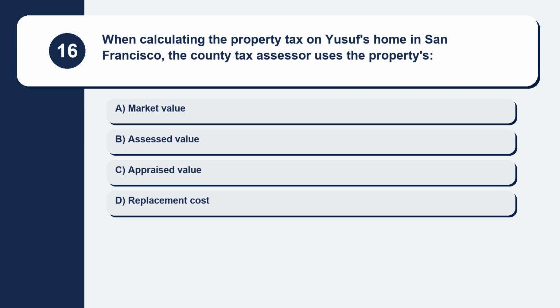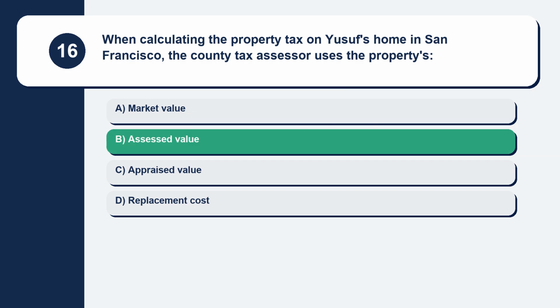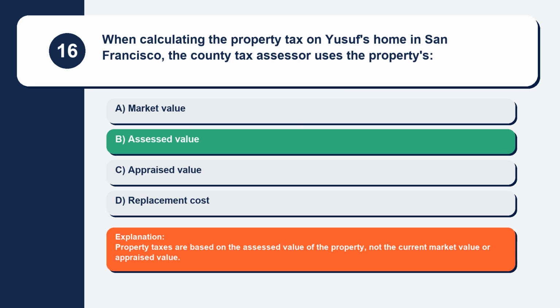Question 16. When calculating the property tax on Yusuf's home in San Francisco, the county tax assessor uses the property's. Here are your options. Option A, market value. Option B, assessed value. Option C, appraised value. Option D, replacement cost. The correct answer is option B, assessed value. Explanation: property taxes are based on the assessed value of the property, not the current market value or appraised value.